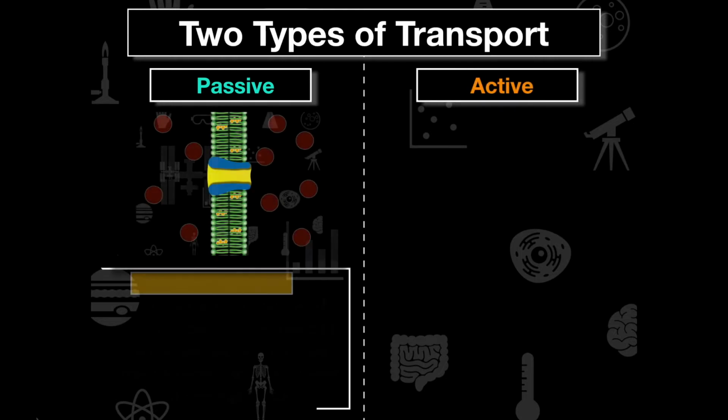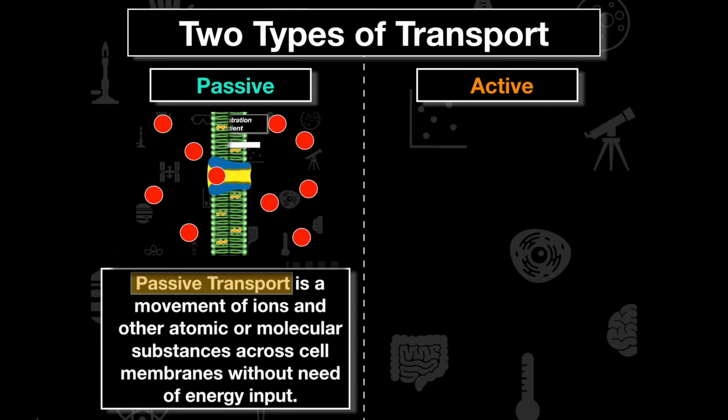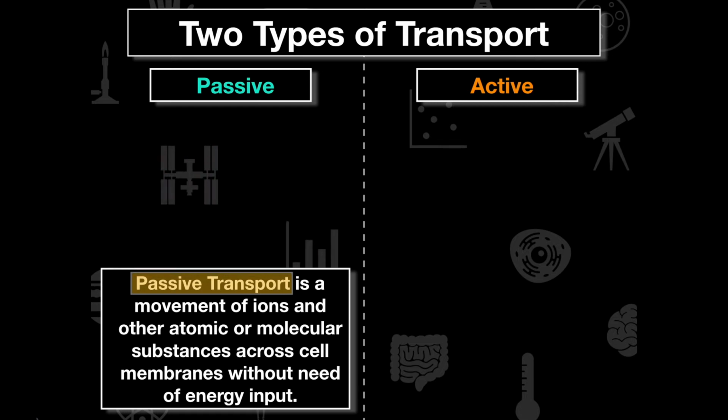Now, passive transport is a movement of ions or other atomic or molecular substances across the cell membrane without any energy input. Remember, the ions are traveling with the concentration gradient. They naturally want to spread out, so that requires no energy for the cell to move those ions across the membrane.